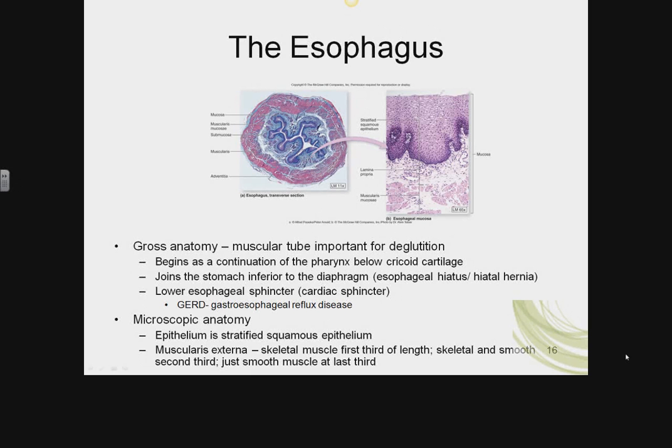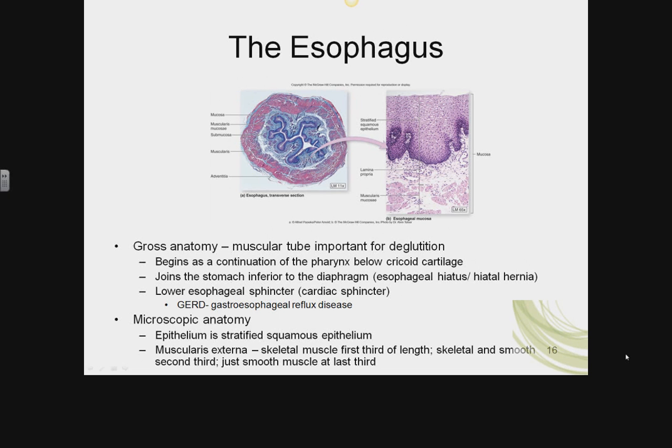Just a moment to highlight some pathophysiology of the esophagus. There is something called gastroesophageal reflux disease, or GERD. This is frequent gastric reflux. That means the stomach acids are getting through the lower esophageal sphincter. It's really not a true sphincter. It doesn't really block off the stomach contents from going back into the esophagus that well.